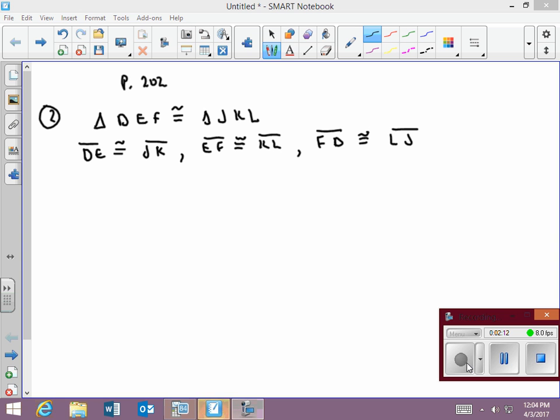And then the other ones is the angle D would be congruent, and its corresponding angle in the other triangle is angle J. Angle E corresponds to angle K, and angle F corresponds then to angle L. It's only to show that you have to make sure that you write them right, so they correspond.